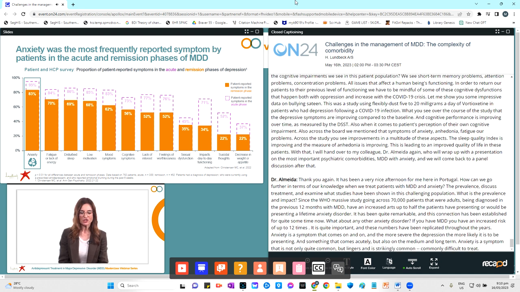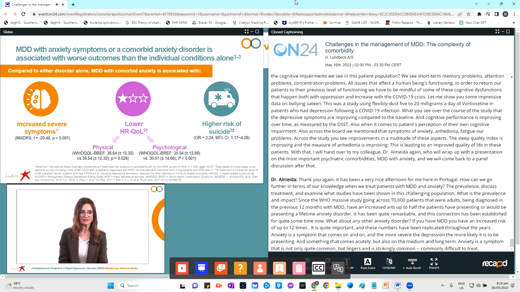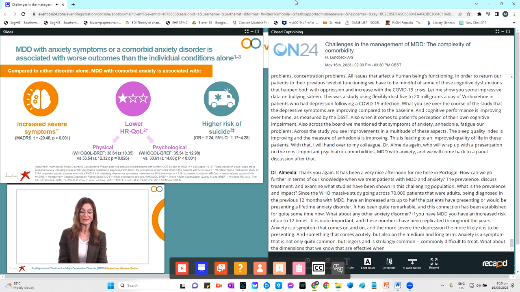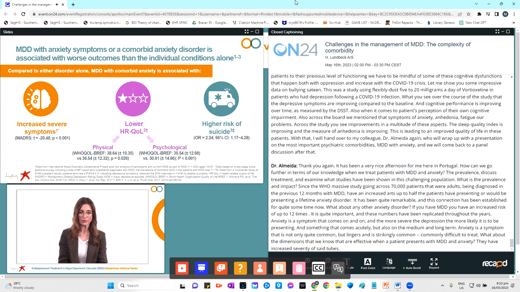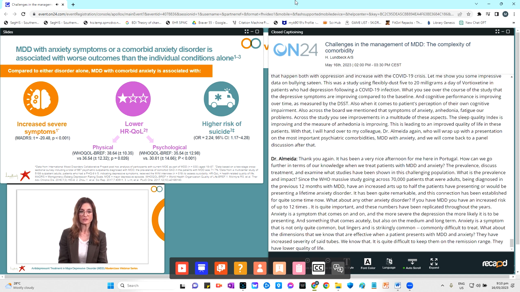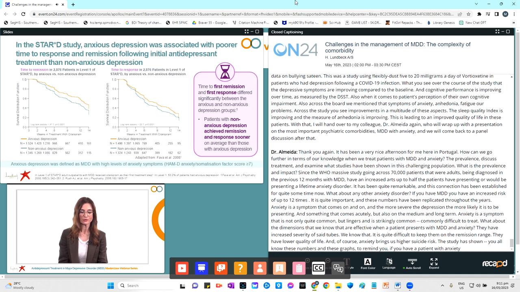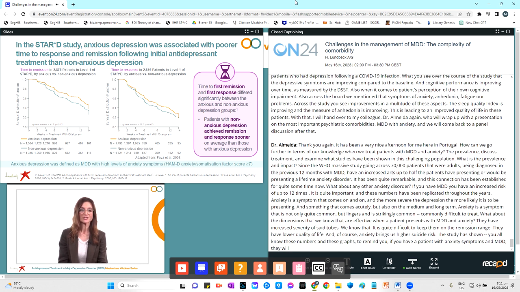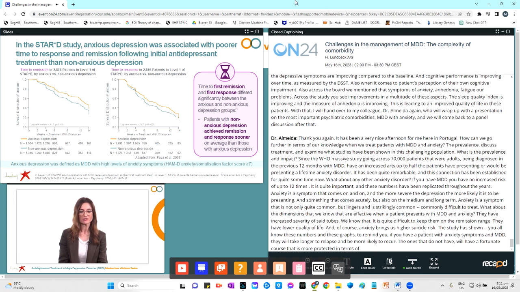What about the dimensions that we know are affected when a patient presents with MDD and anxiety? Well, they have increased severity of symptoms, we know that, and it's quite difficult to keep them in the remission range. They have lower quality of life, and of course, anxiety brings a higher suicide risk. The studies have shown, well, you all know these numbers and these graphs, but to remind you, if you have a patient with anxiety symptoms and MDD, they will take longer to relapse, and they will be more likely to recur. So the ones that do not have anxiety will have a more fortunate course that is more protected in terms of remission and response.